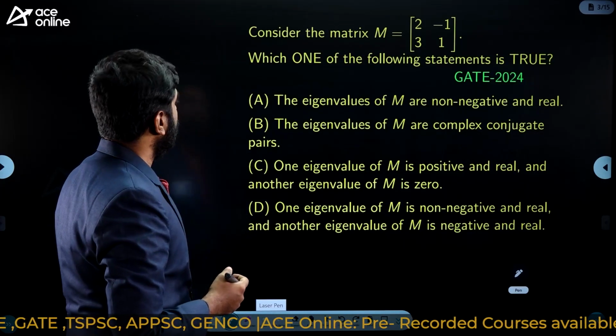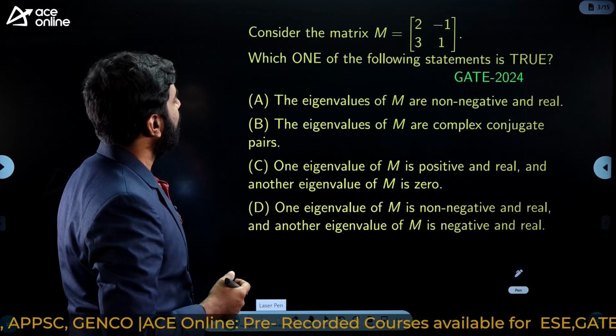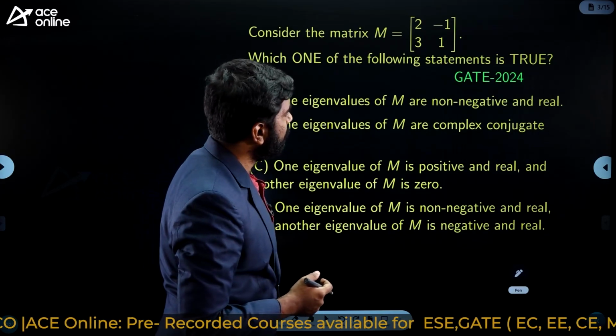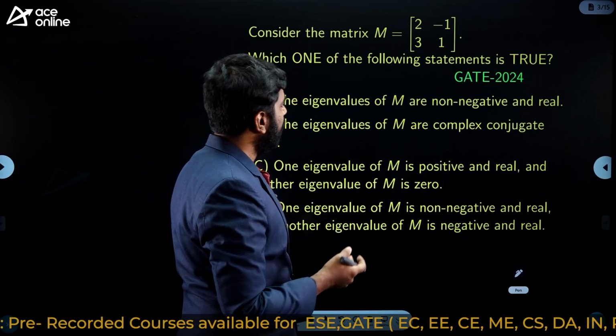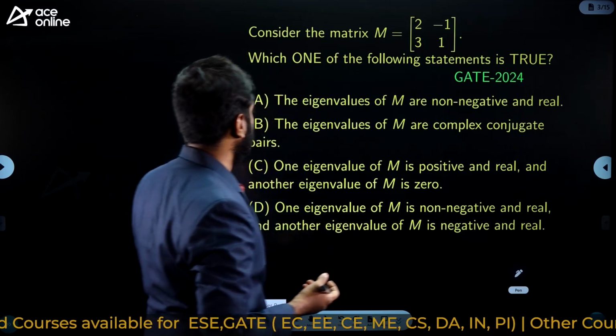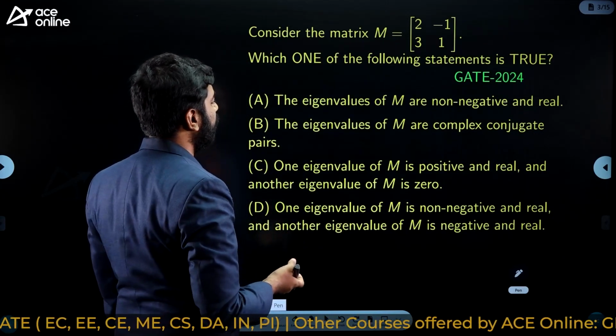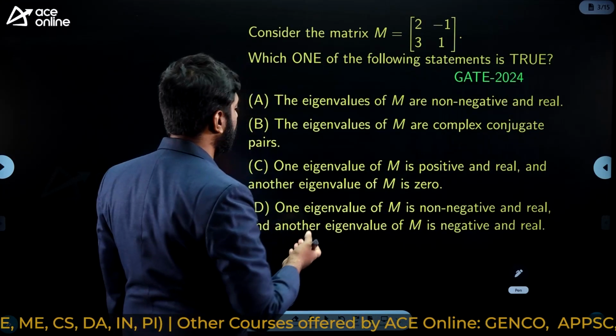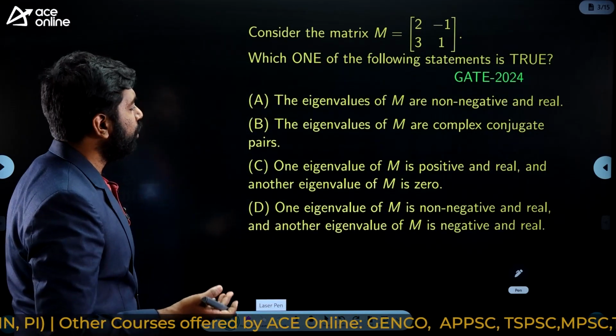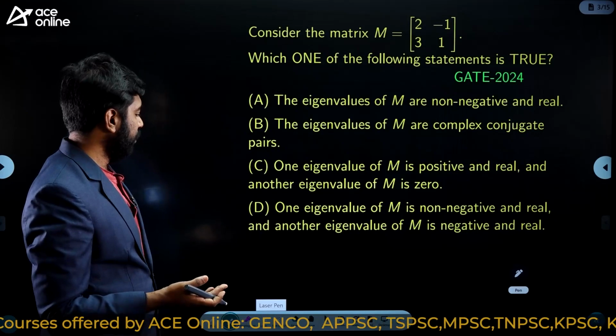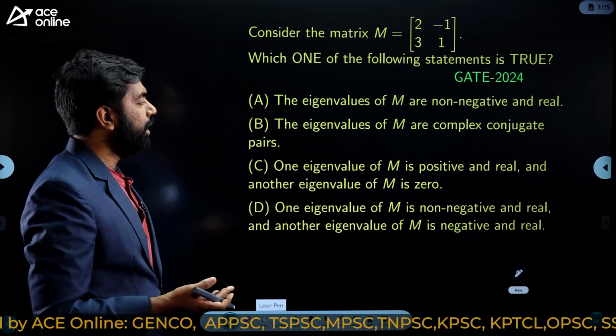In this, they are asking you: consider a matrix M, which one of the following statements is true? The eigenvalues of M are non-negative and real. The eigenvalues of M are complex conjugate pairs. One eigenvalue of M is positive and real, and the other eigenvalue of M is 0. One eigenvalue of M is non-negative and real, and another eigenvalue of M is negative and real.